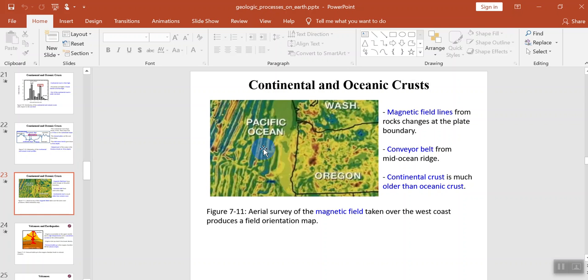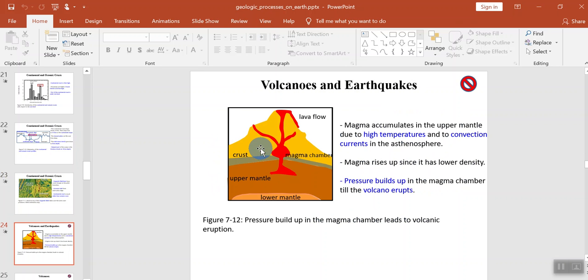You see the magnetic field changing from one plate to the other. The conveyor belt here. We said the continental crust is much older than the oceanic crust. Oceanic crust is constantly forming. Continental crust is older, could be older than 700 million years, while this one is less than 10 or 20 million years.